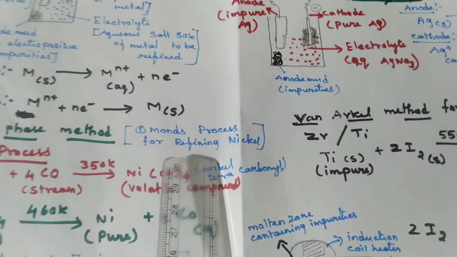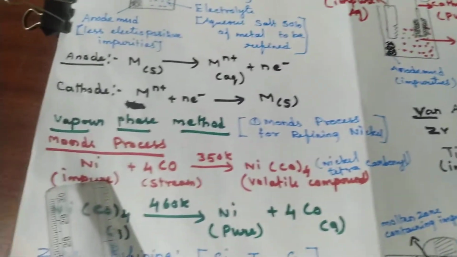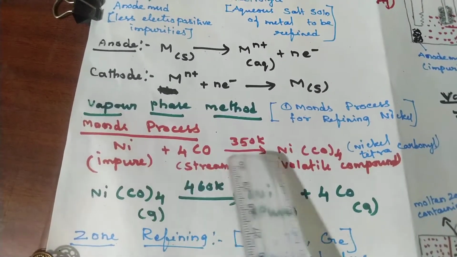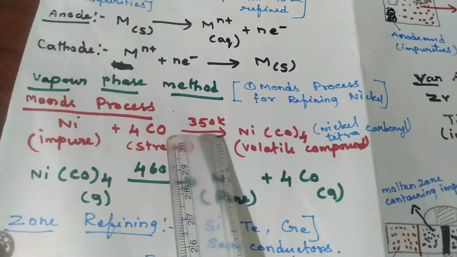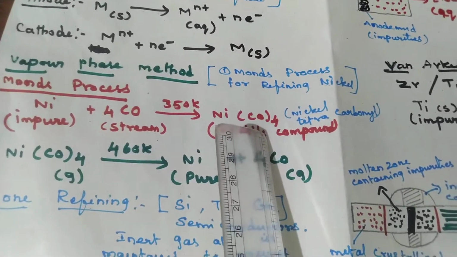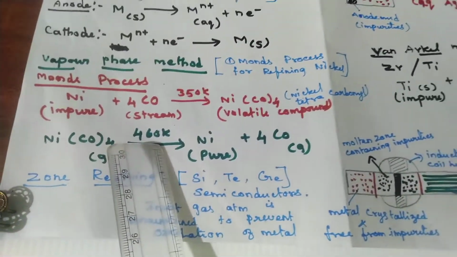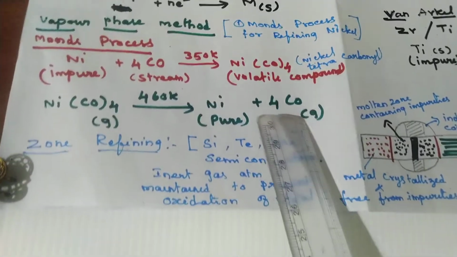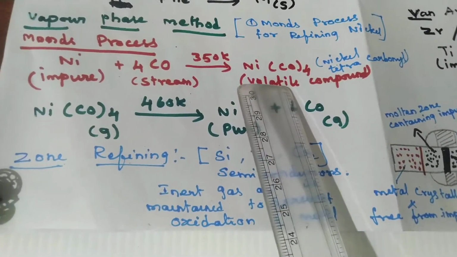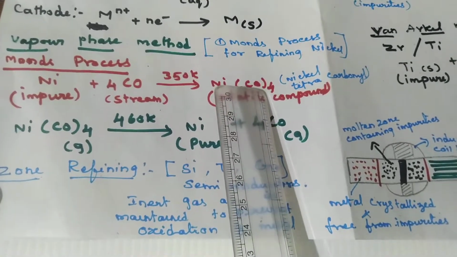By the Mond process, nickel can be purified. The impure nickel is mixed with a stream of carbon monoxide at a temperature of 350 Kelvin. Initially, it forms a volatile compound that is unstable. That compound undergoes decomposition at a temperature of 460 Kelvin and gives pure nickel and 4 molecules of carbon monoxide. The volatile compound formed is called nickel tetracarbonyl, the unstable compound.